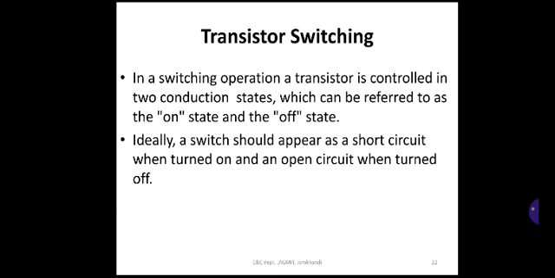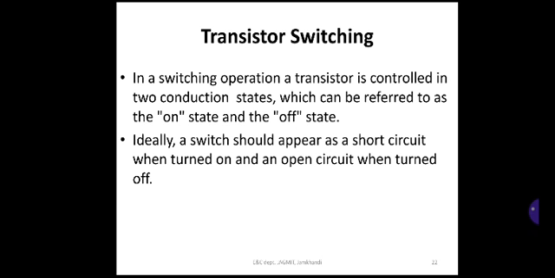In the previous class we discussed the coupled diode model, and in today's class we will discuss transistor switching. We know that a transistor acts as a switch, and a switch has two conditions: one is the off state, another is the on state. One of the applications of the transistor is that it is used as a switch.